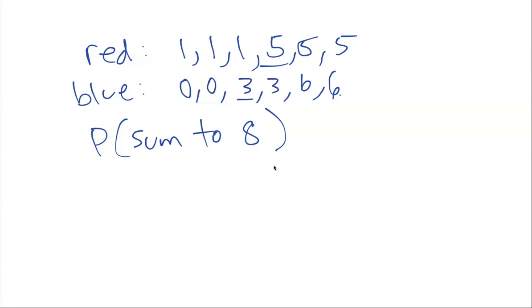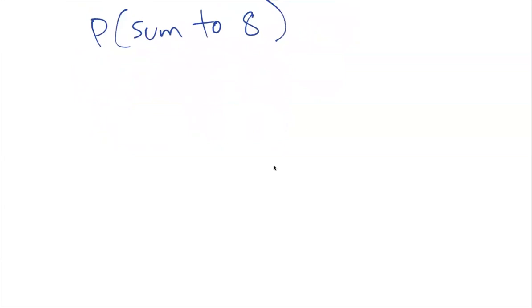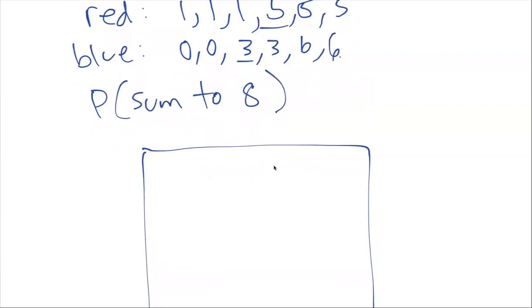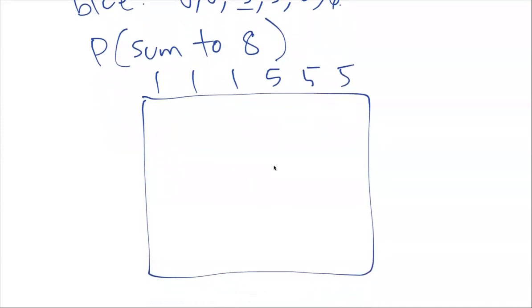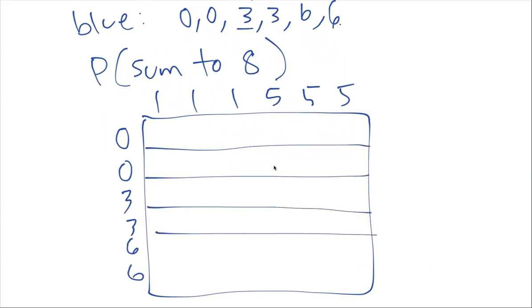A good way to tackle these problems is to figure out all of the values in the sample space, or figure out all possible outcomes if you roll the blue and the red die. And that's why we're going to make a table, because there are so many possibilities, right? So I can make this little table, and I'm going to put the red values up top, 1, 1, 1, 5, 5, 5, all of the sides. And then for the blue, we'll put it over here, 0, 0, 3, 3, 6, 6. Okay. And what you end up making kind of looks like an addition table almost from elementary school, really.